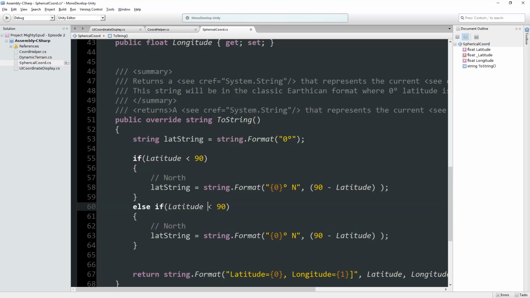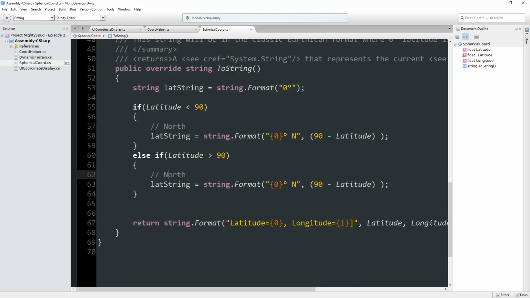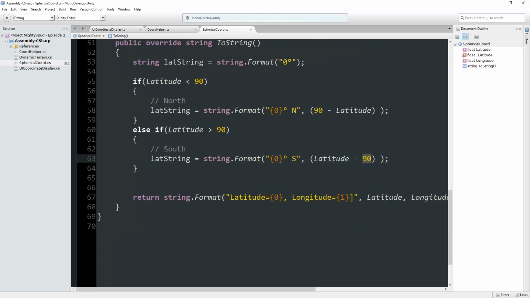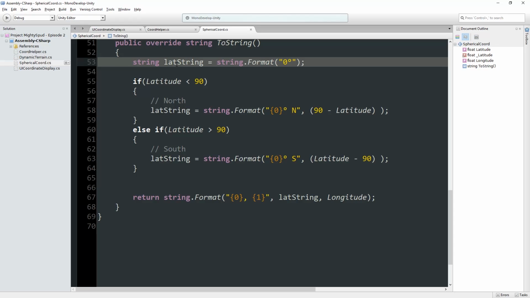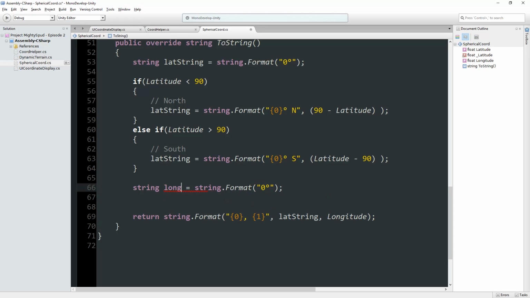Else if latitude is greater than 90. Again, we're not testing for 90 because that's exactly 0 degrees at the equator. This, we're on the south side. So degrees south. In this case, we want, I think, latitude minus 90, right? Yeah, that one's a lot simpler because at the south pole, latitude would be equal to 180. 180 minus 90 is 90, which is the number we want it to return. So that's good for that. This is going to be 0, 1, and we're just going to have lat string, and then we're going to do a similar thing for the longitude string.